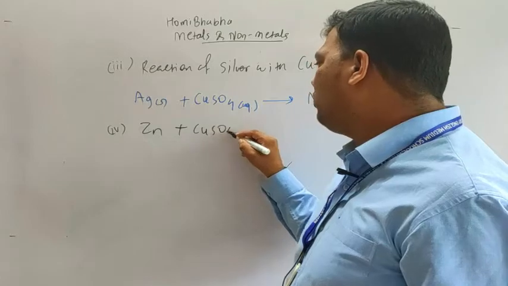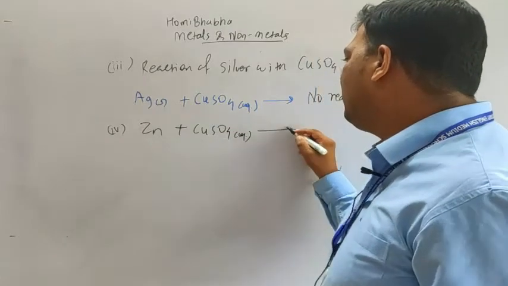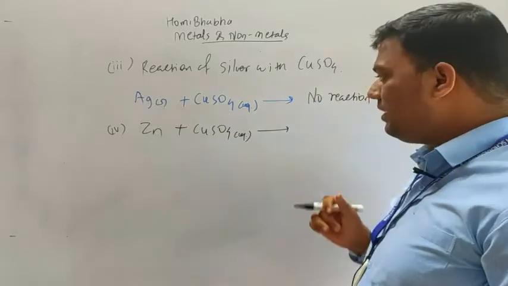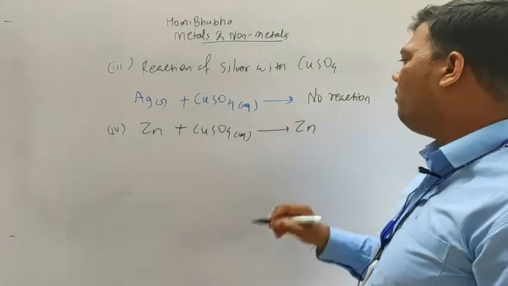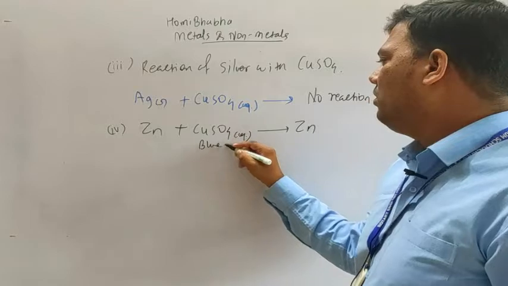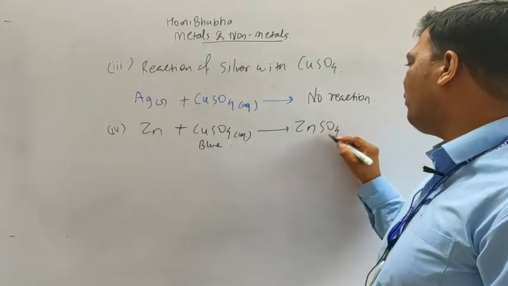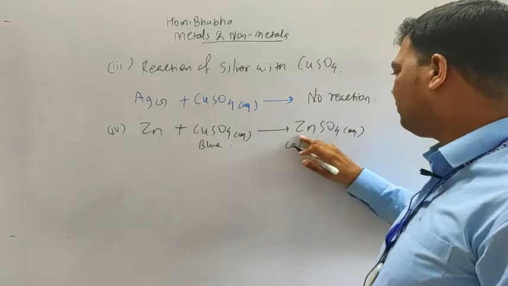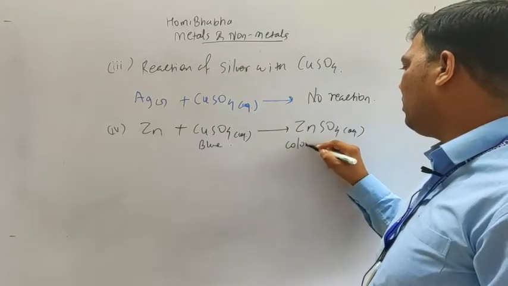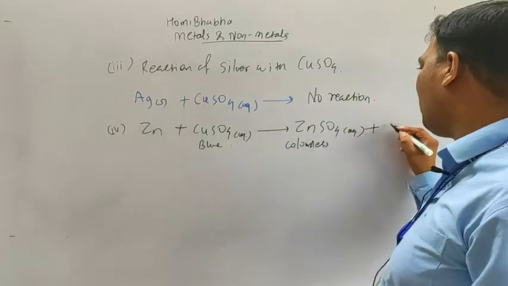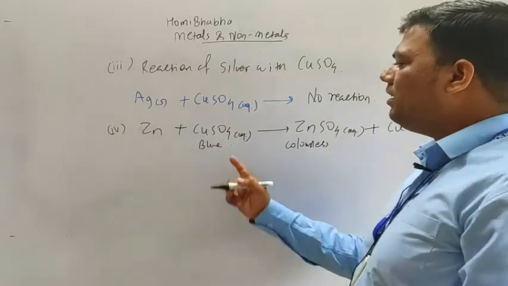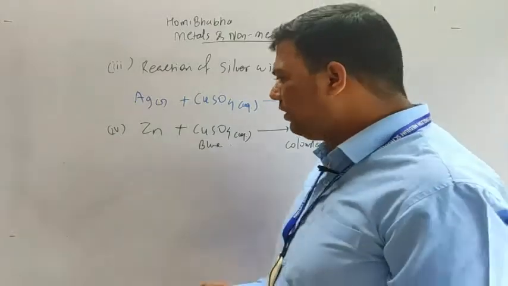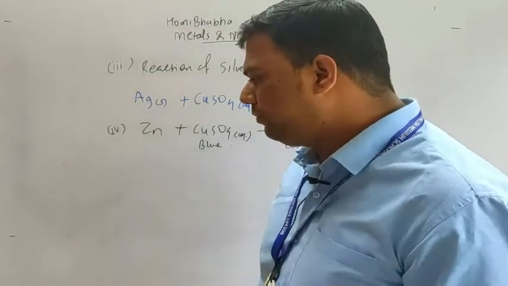Zn plus CuSO4, it can displace. Yes, here it can displace. Copper is displaced. The CuSO4 is blue, and here you get ZnSO4, which is colorless, plus Cu. So here your copper is displaced easily. We will see another example also.